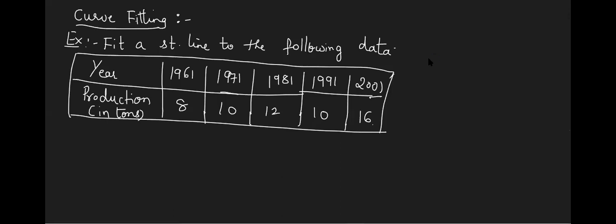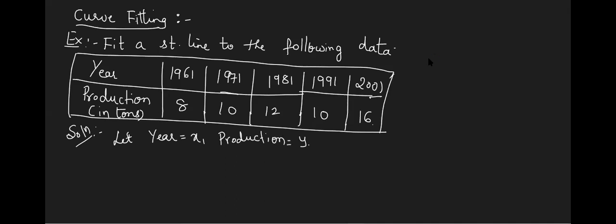So tell me what is going to be independent and what is going to be dependent, or what is going to be X and what is going to be Y. Year will be X and production will be Y, obviously. So let us take year as X and production as Y. Not to worry that it is in tons and all, it's just some unit given. Production, you can take it as Y.